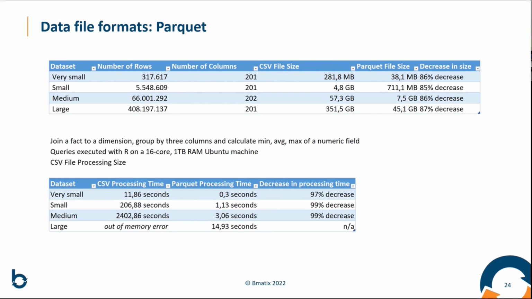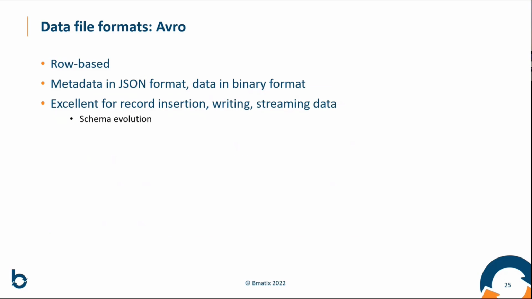And the processing time for reading in a complex query: they grouped by a dimension and 3 columns and calculated the minimum, average, and maximum of a numerical field. We saw almost a 99% decrease in processing time due to the predicate pushdown and the statistics and metadata that Parquet offered, while the large CSV file even gave an out-of-memory error because it was too large to read. So huge optimizations by using Parquet, and that's why it's also the file format that's most useful for data engineering.